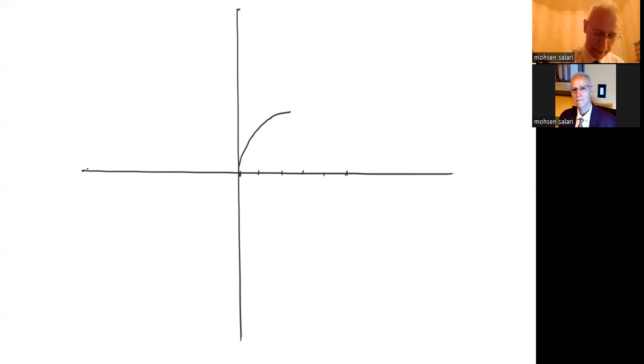The first one, 5 cosine of theta. So it's going to look something like, let's see, 1, 2, 3, 4, 5. So it's going to look like a circle. That's good enough. So this is my graph for 5 cosine of theta.